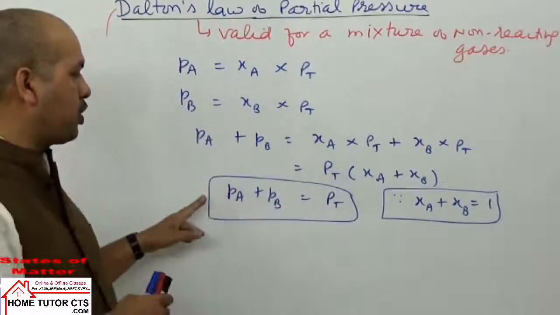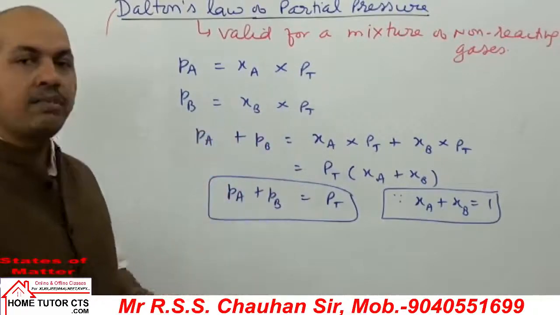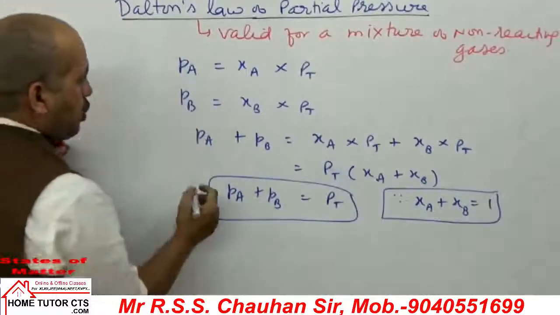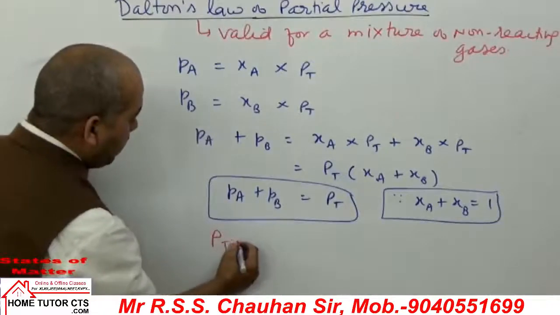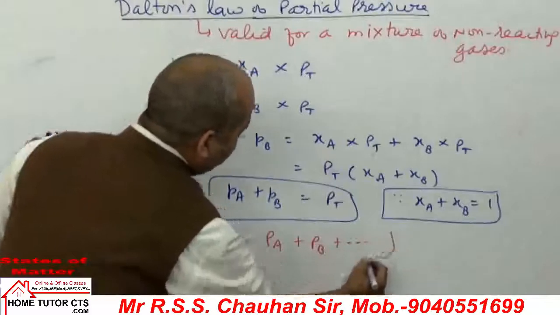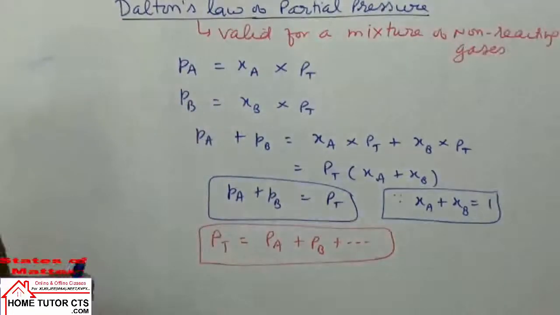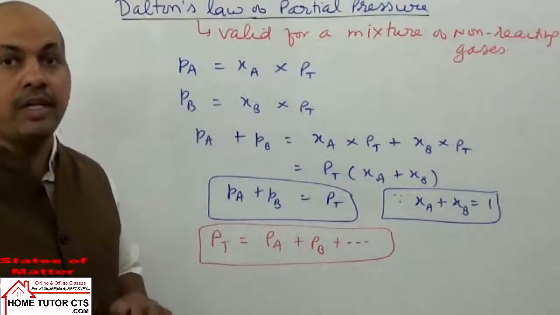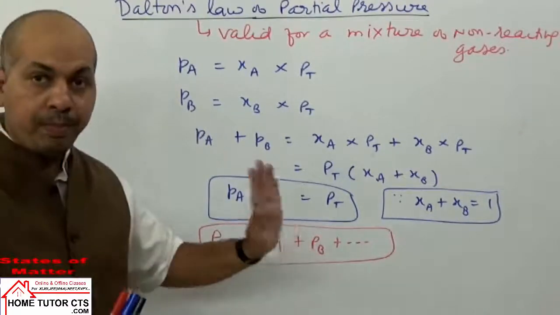Pt is again the total pressure of the gas mixture. We have taken two gases in the previous case. Even if we take more gases, we can write it as a whole. In short, Dalton's law of partial pressure is mathematically given by the expression Pa plus Pb and so on. For a mixture of non-reacting gases, the total pressure of the gas mixture is equal to the sum total of their individual partial pressures. I hope it is clear.